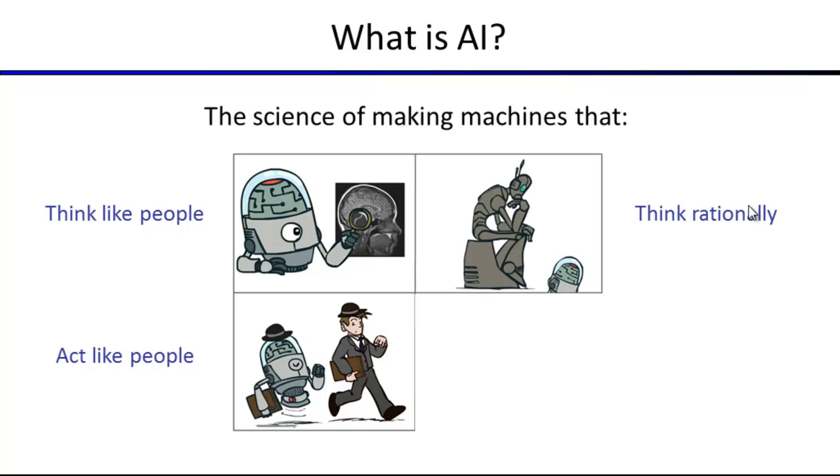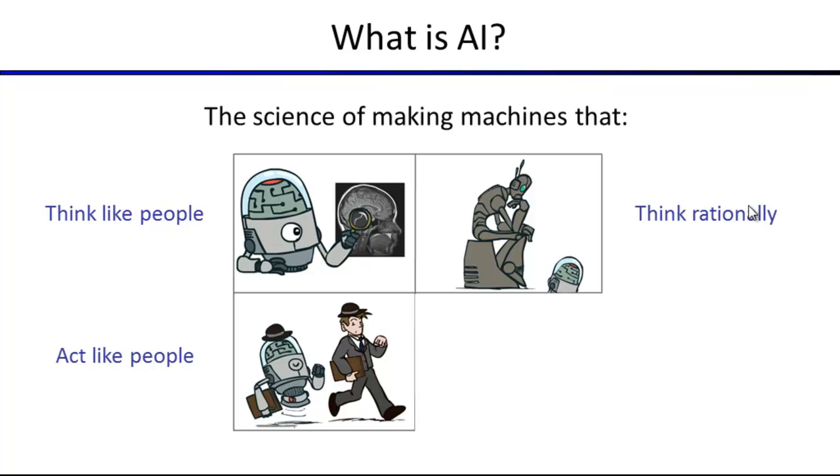So another approach is to say, well, what we really should be doing is look at the thought process. It doesn't have to be a brain that's wired up, but somehow the thought process has to be rational, the way we believe people do their thinking. And this goes back all the way to Aristotle in the Greek times. Unfortunately, there has not been a whole lot of progress on this.